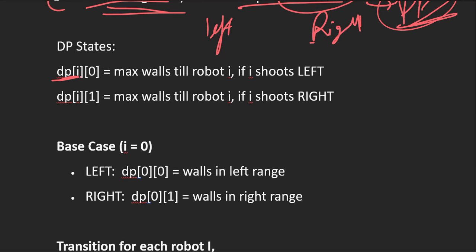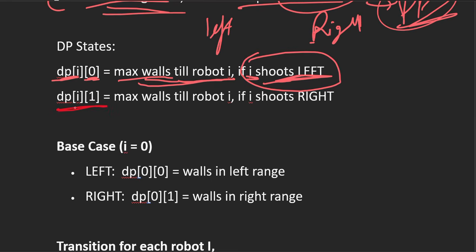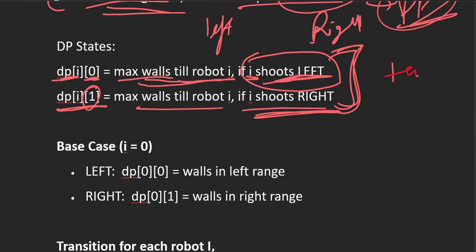So dp[i][0], what will it store? It will store the maximum number of walls that have been destroyed till robot number i, if the ith robot shoots in the left direction, right? Similarly, dp[i][1] will store the maximum number of walls if the ith robot shoots in the right direction. So these are the two DP states, right?